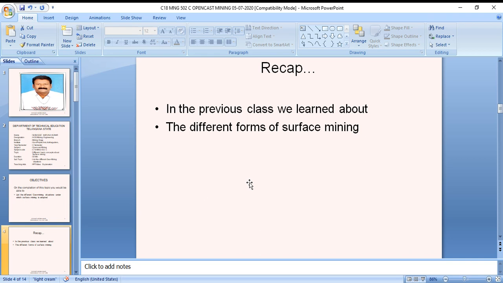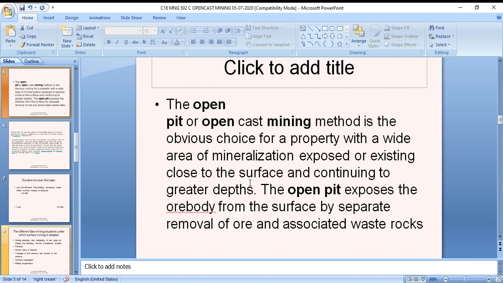Coming to them one by one, open cast and open pit mining are popularly used for sedimentary deposits of coal, iron ores, zinc, limestone and some other minerals. But in the background, the geo-mining situation is very important, and that is what we are going to learn.